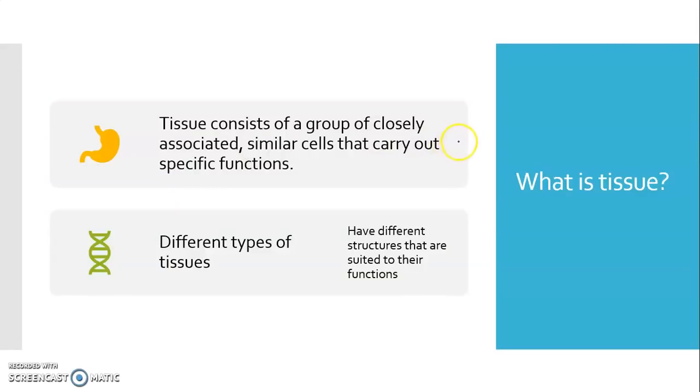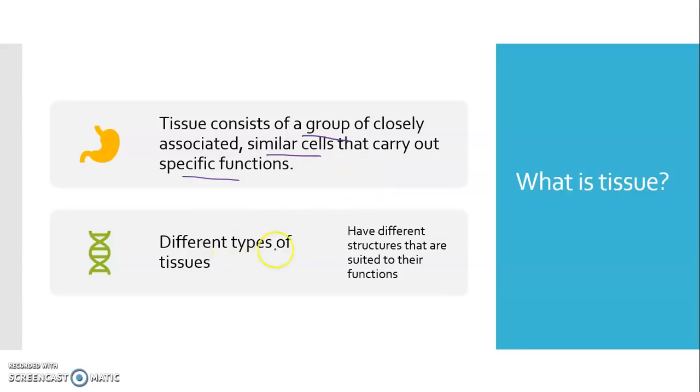So again, what is tissue? Tissue consists of a group of closely associated similar cells that carry out a specific function. For example, a group of epithelium cells becomes epithelium tissue, which carries a specific function, maybe protection or secretion.